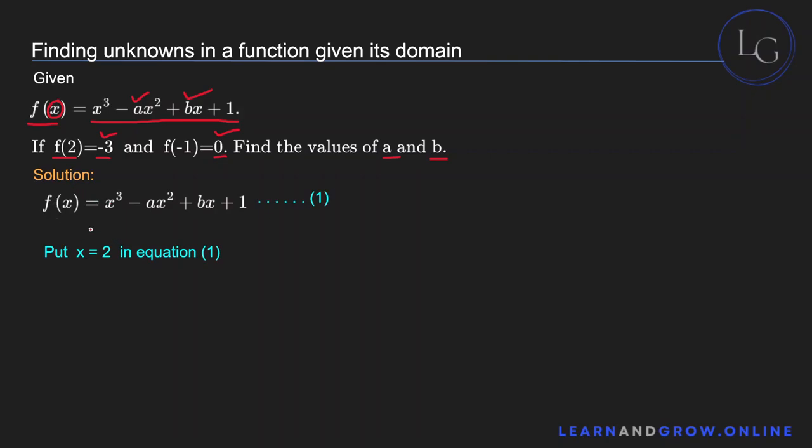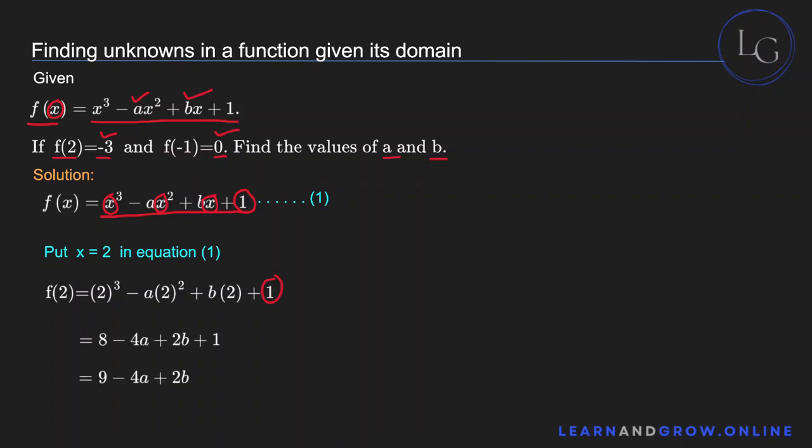First of all, let's see what happens when we plug in x is equal to 2 in this function. So f of 2 is equal to 2 cubed, because this x is replaced with a 2. This x is also replaced with a 2, so instead of a into x squared, that becomes a into 2 squared. Instead of b into x, that becomes b into 2. This one is a constant, so it remains as it is. Now, once you evaluate this, you get 9 minus 4a plus 2b. So f of 2 is equal to 9 minus 4a plus 2b.